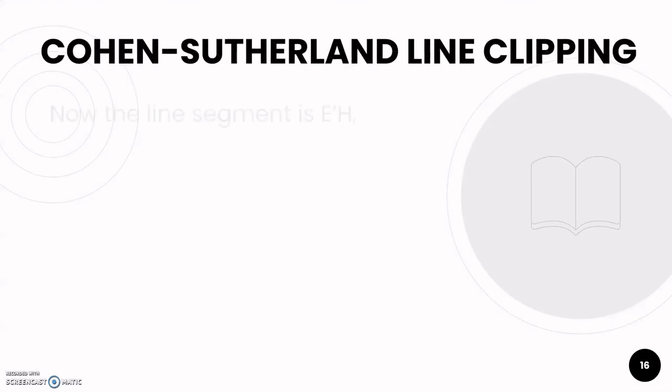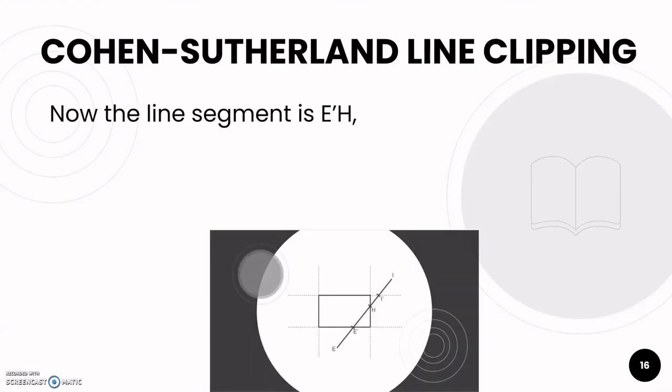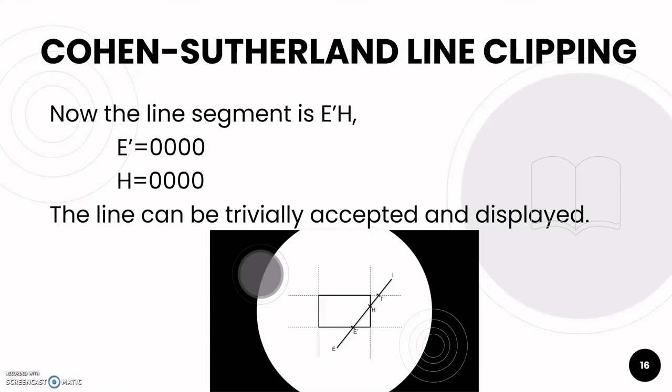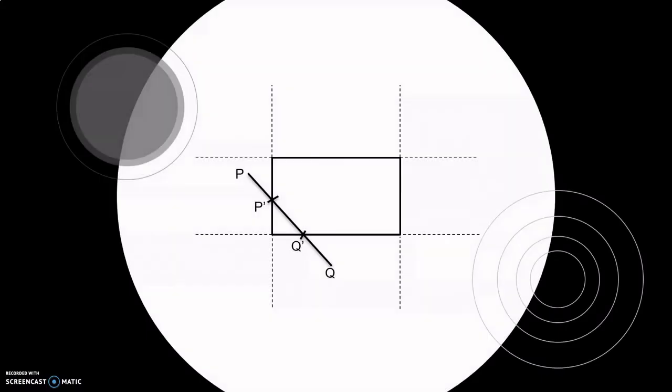So we will clip it at H and we'll consider the line segment E dash H. This is E dash H. So now the value of E dash is 0, 0 and H is 0, 0. Now the line can be trivially accepted and displayed. In this condition, we had 4 iterations to trivially accept and display. So this is how we are doing clipping. We are clipping at each and every point where we are rejecting the endpoint.